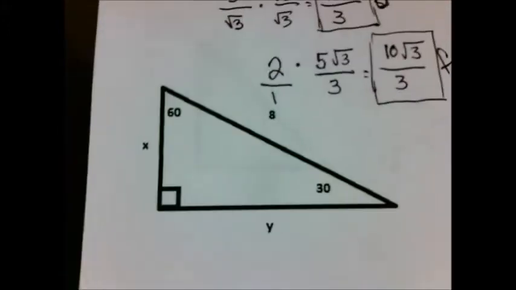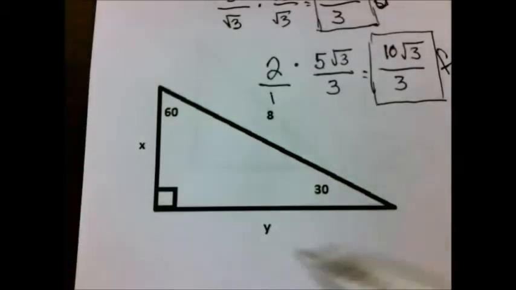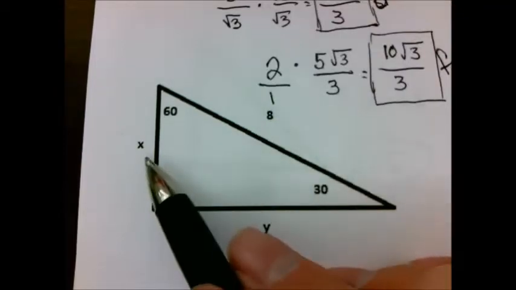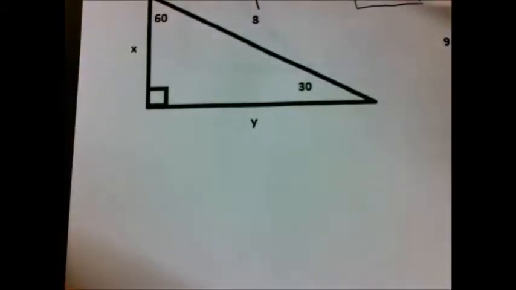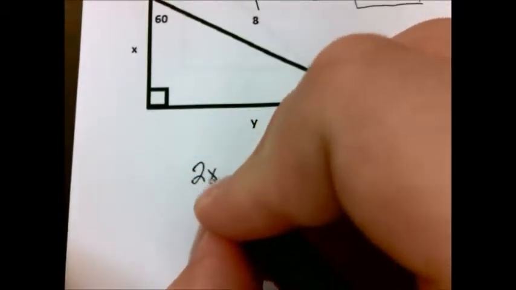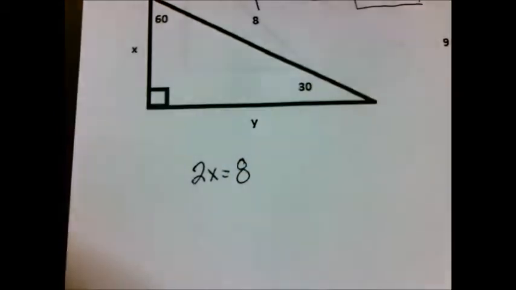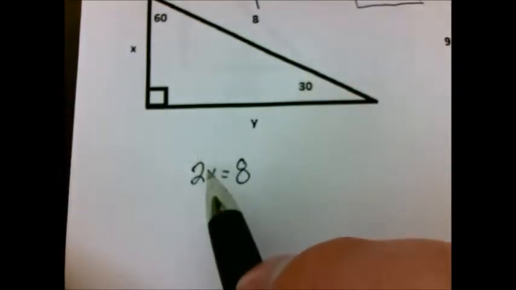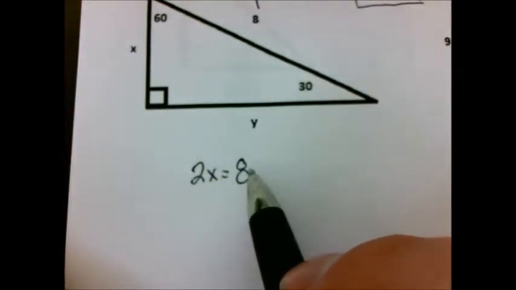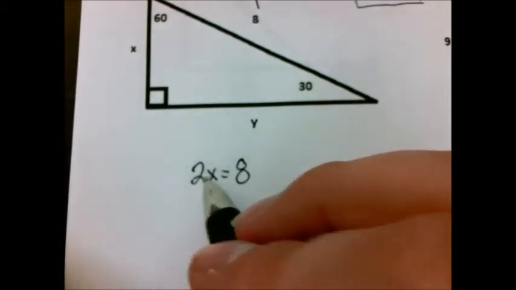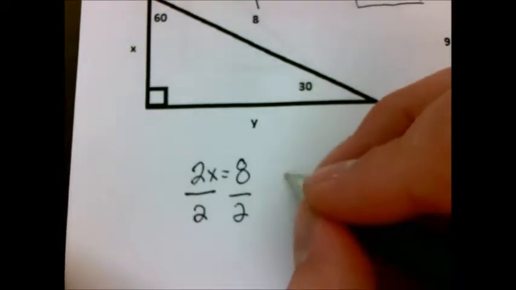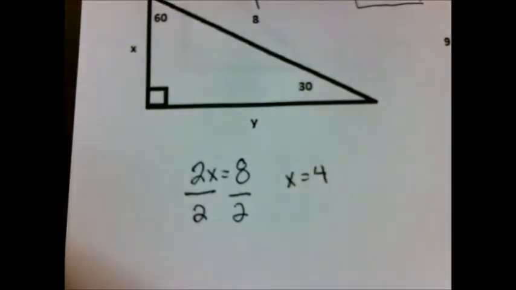All right, this next one down here. We know the hypotenuse now, so let's try to find x, the shorter leg. We know that 2 times x should give us the hypotenuse, which is 8, because 2 times the shorter leg gives you the hypotenuse. So if we set up the equation like that, we should be able to solve for x. X will give us 4.